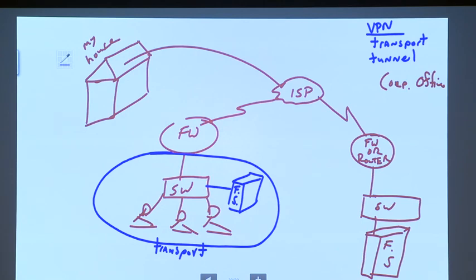So in the transport mode, again, if we think about our data, I've got my data, either a TCP or a UDP header. Outside of this, I've got my source IP, my destination IP, and I've got my source MAC and my destination MAC.